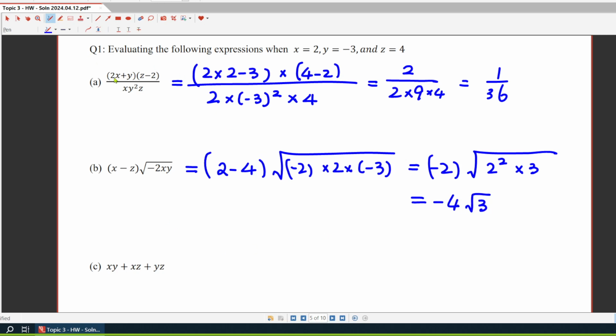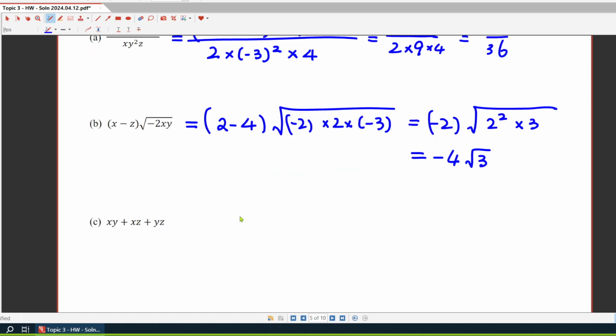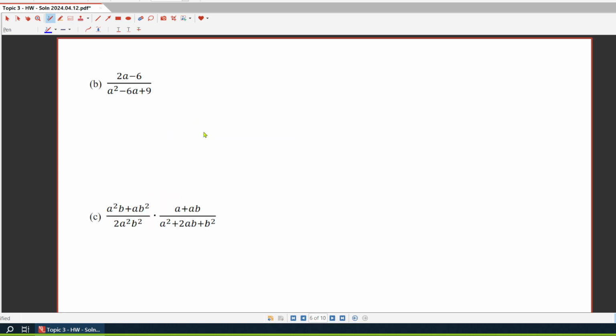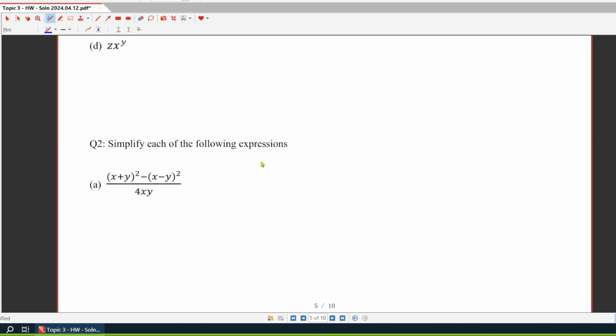For the other questions under question 1, the method should be the same. Just insert x, y, and z there and evaluate each of the expressions. So I'm not gonna do the rest of the questions. Okay, and for question 2, simplify each of the following expressions. Again, the method should be the same with the questions in part 1. For the first one, we can use the formula a squared minus b squared. This is a plus b times a minus b, right?